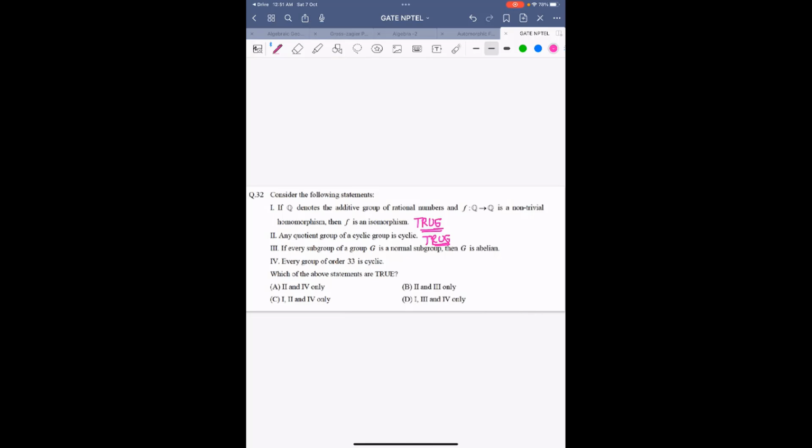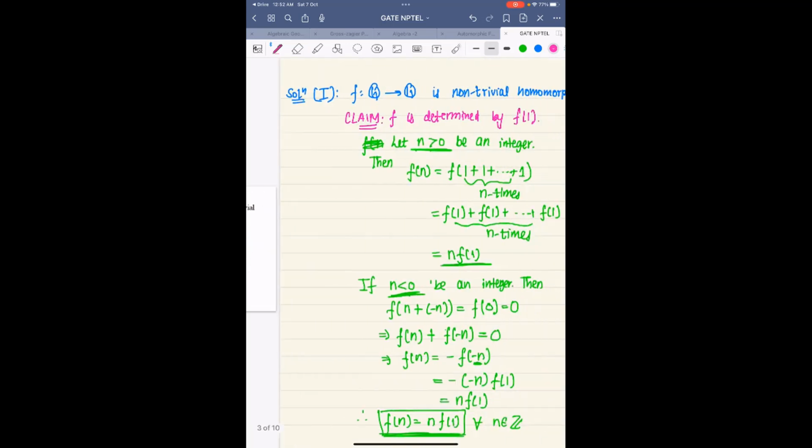So the second statement is also true. What about the third statement? So the third statement says that if every subgroup of a group G is a normal subgroup, then G is abelian. If you know this, then you know the answer. Otherwise, it's very hard to guess whether this statement is true or false. It seems like a very true statement, but in fact it is a false statement. So the counterexample of this statement is given by the quaternion group Q8.